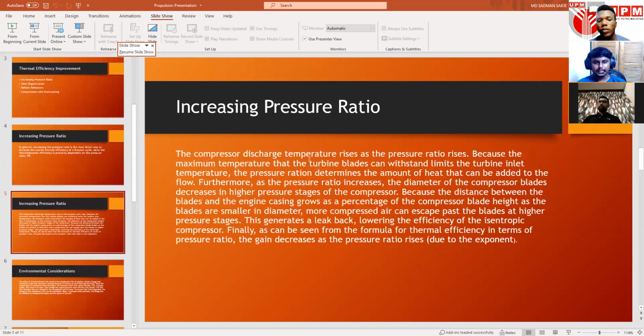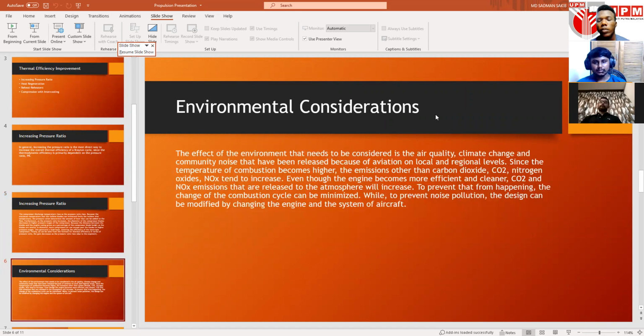The compressor discharge temperature rises as the pressure ratio rises, because the maximum temperature that the turbine blades can withstand limits the turbine inlet temperature. The pressure ratio determines the amount of heat that can be added to the flow. This generates a leak back, lowering the efficiency of the isentropic compressor. Finally, as can be seen from the formula for thermal efficiency in terms of pressure ratio, the gain decreases as the pressure ratio rises. Now let's move into environmental considerations.